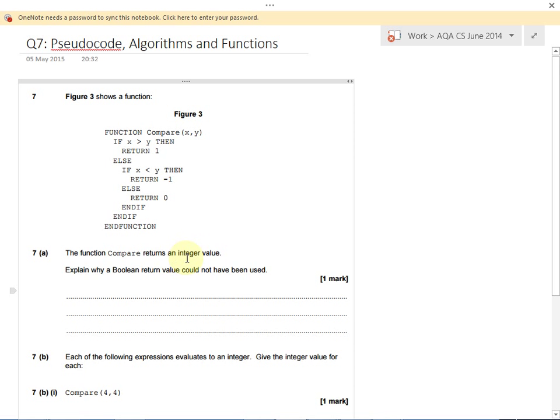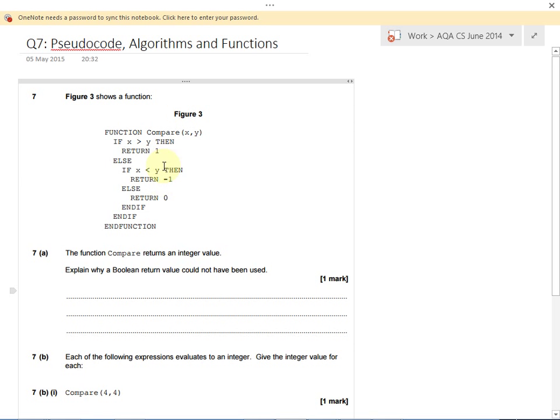An integer is a whole number, for example, 1, 3, 4, 7, 2, 9, all of those. So we're asked to explain why the return value couldn't have been Boolean. So return value is what the function generates. So our function is called compare. It's got two parameters, x and y, and it returns a number, either 1 or minus 1 or 0.